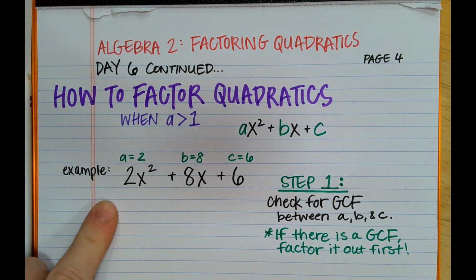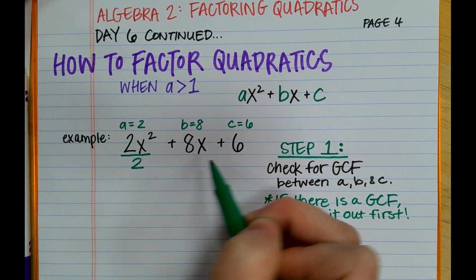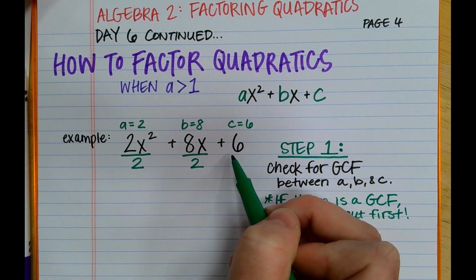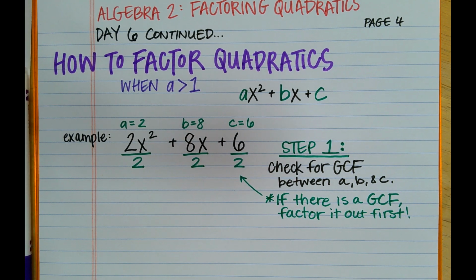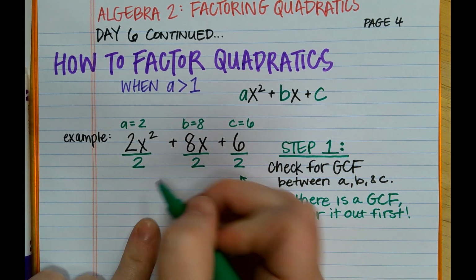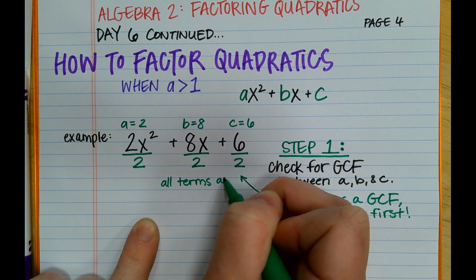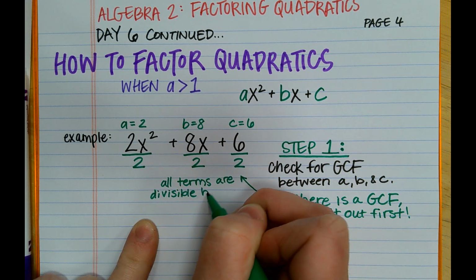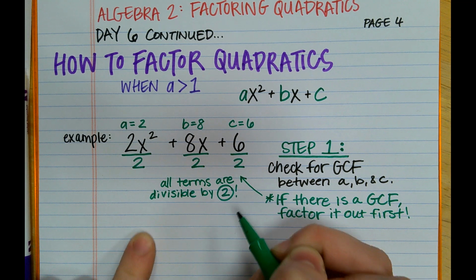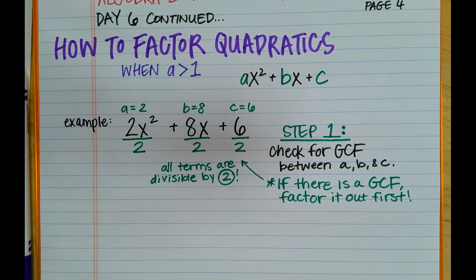What I'm going to do is write a 2 under each of my terms. I'm going to point to it and say all terms are divisible by 2. So all we're going to do is divide each of these by 2.